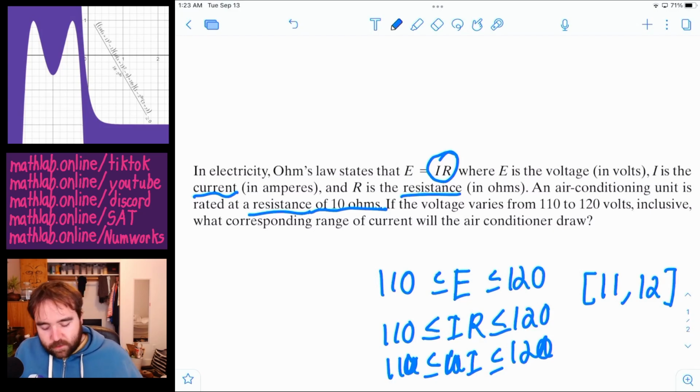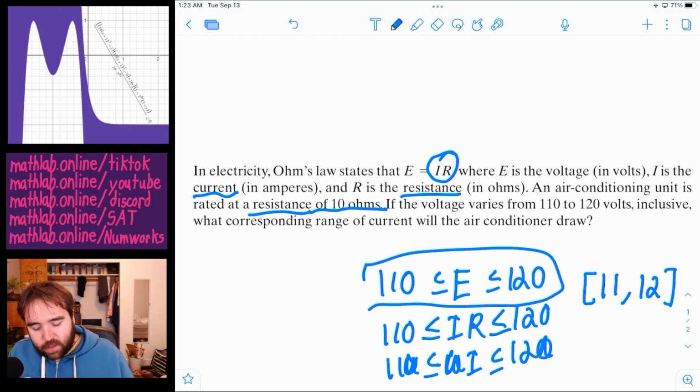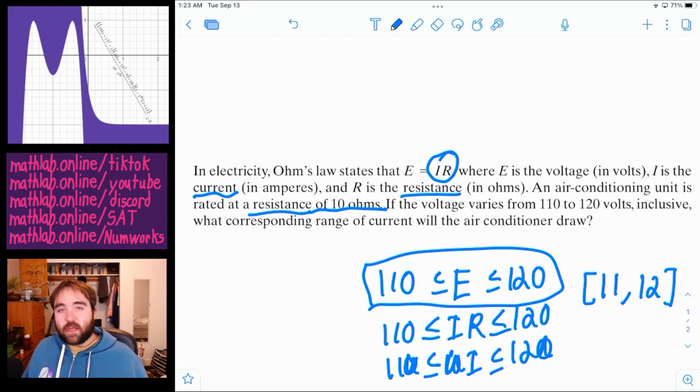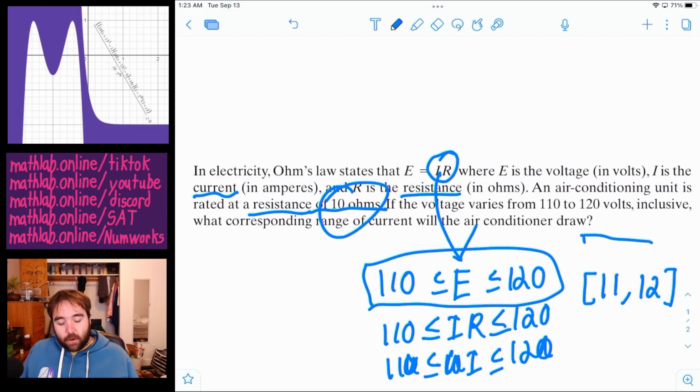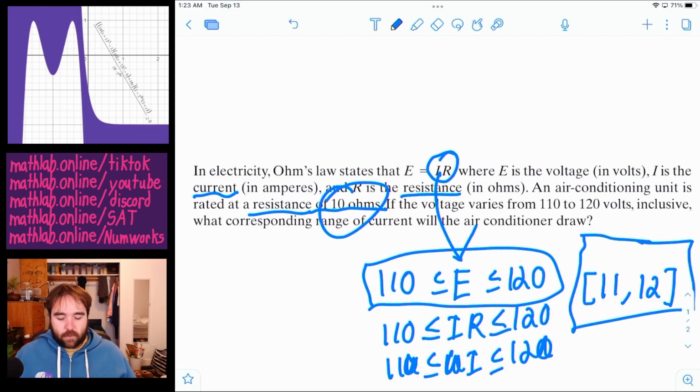So see how they told us what the E was, the range the E was. We could do this substitution and then plug in the 10, plug in the actual value they gave us, and then find our range of solutions that works for that.